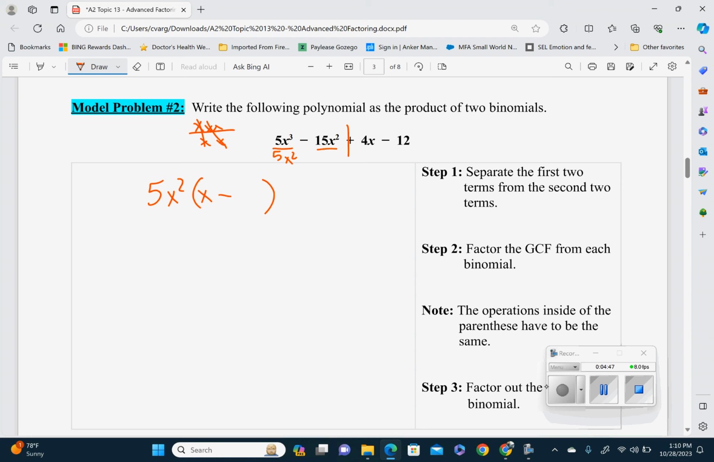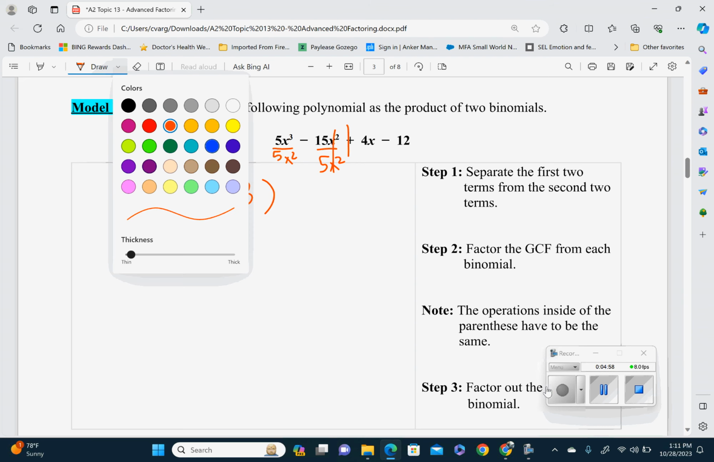I'm going to do the same thing here, divided by the same number, 5x squared. The x squareds cancel. 15 divided by 5 is 3. All right, that's the left side. Now I'm going to do the same thing, but with the right side.